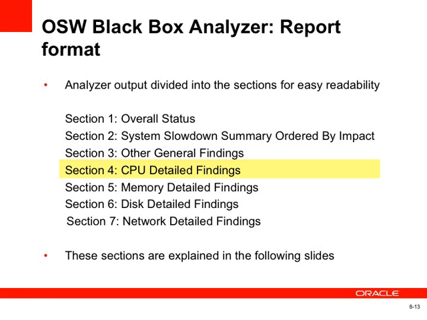Section 4 lists any detailed CPU findings, such as large run queues and high CPU utilization. Section 5 lists all detailed memory findings, such as the system running low on memory or swapping processes. Section 6 lists detailed disk findings, such as devices with high service times, high percent utilization and throughput problems. Section 7 lists network findings, such as data link errors and UDP, TCP and IP protocols.